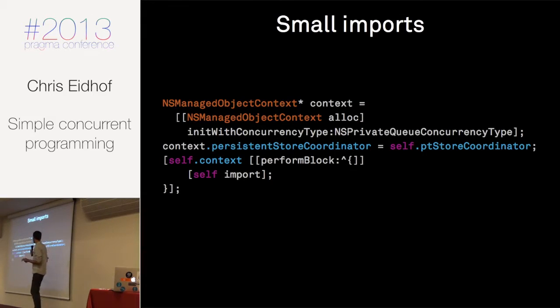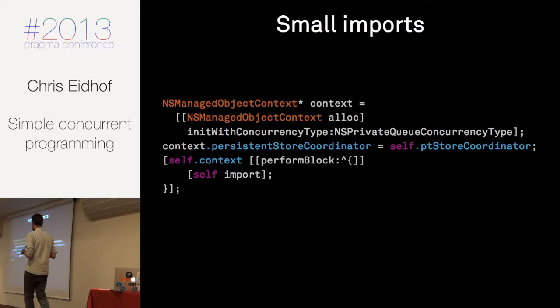So what's important is that for everything you do in this context, you say self.context performBlock. This private queue concurrency type parameter makes sure that the context creates its own queue. And then if you say performBlock, anything inside that block gets executed in that queue. And it's really important that you stay in that queue. So you just say self import.